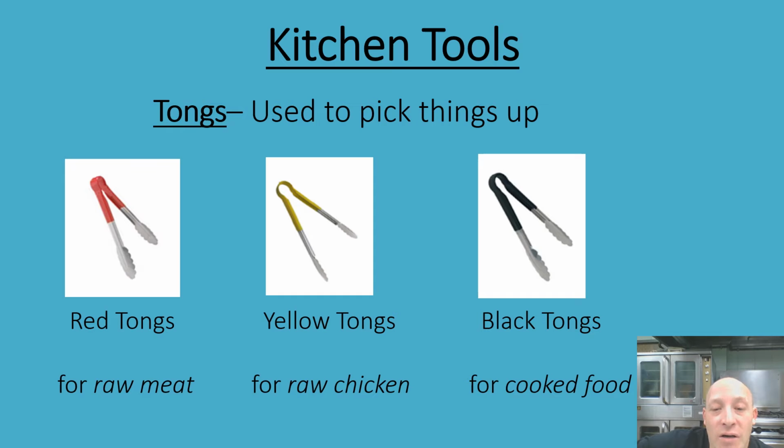These are called tongs, and they're used to pick things up. In a restaurant kitchen, there's different tongs for different things. Red tongs are for raw meat. Yellow tongs are for raw chicken, and black tongs are for cooked food.